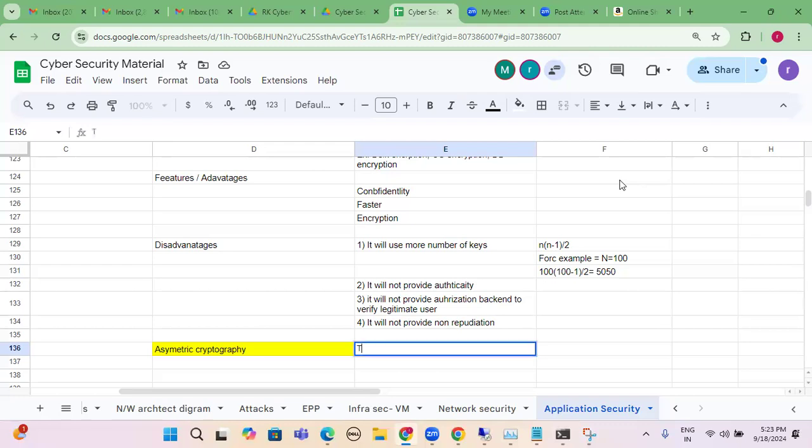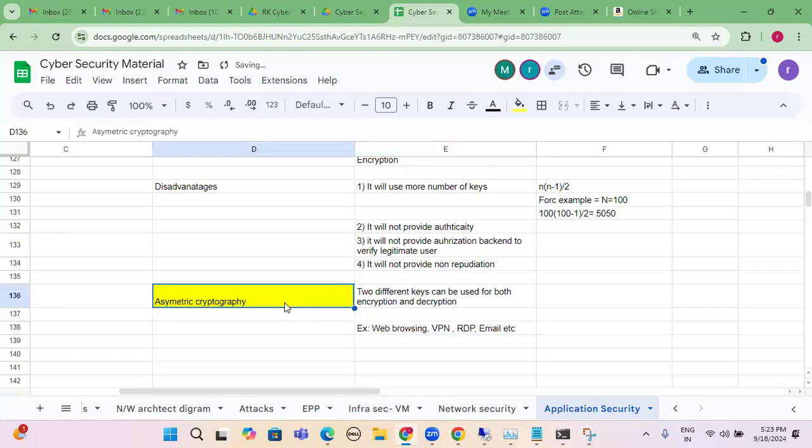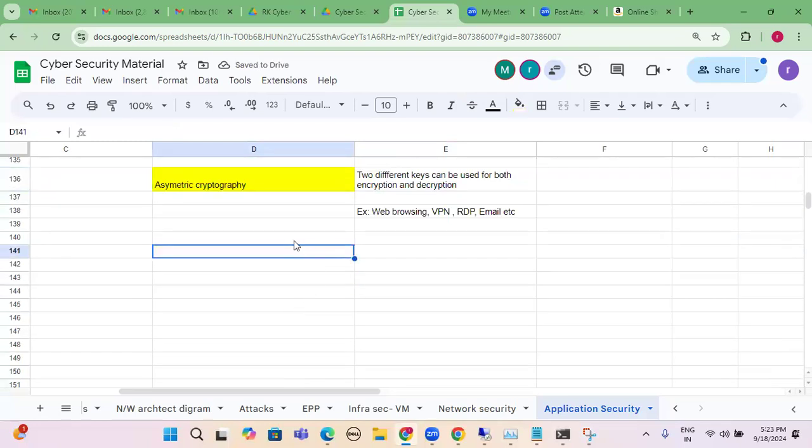Two different types of keys can be used for both encryption and decryption. What is meant by that? I will explain in a couple of minutes. Examples include web security or web browsing, and also VPN, RDP, email, etc. All these different places we can use it. Now, what are the advantages of this?